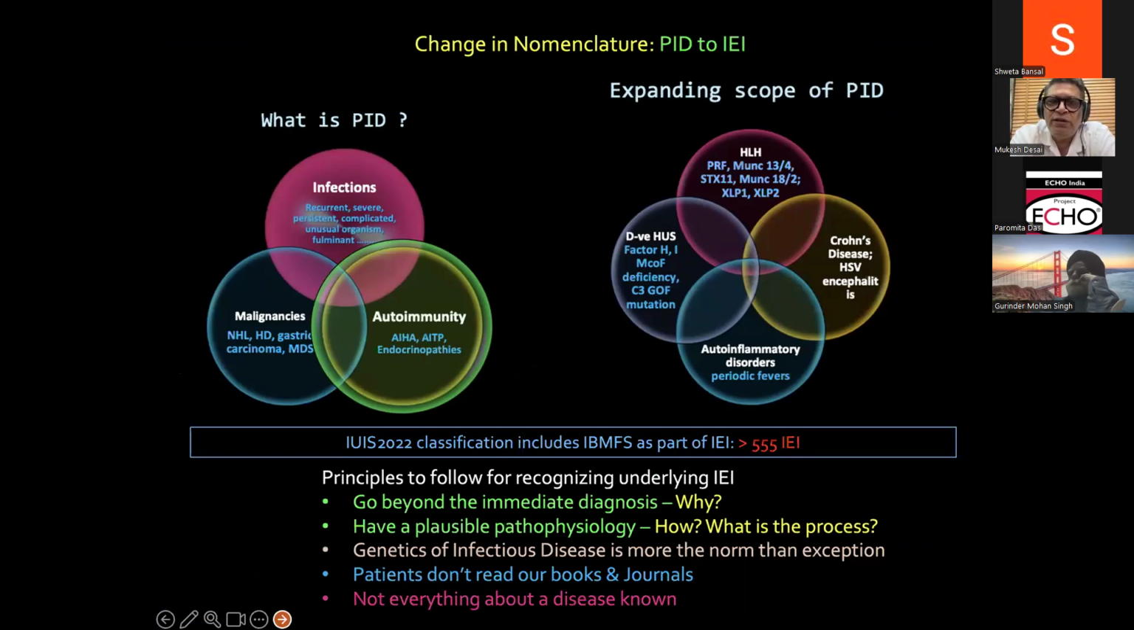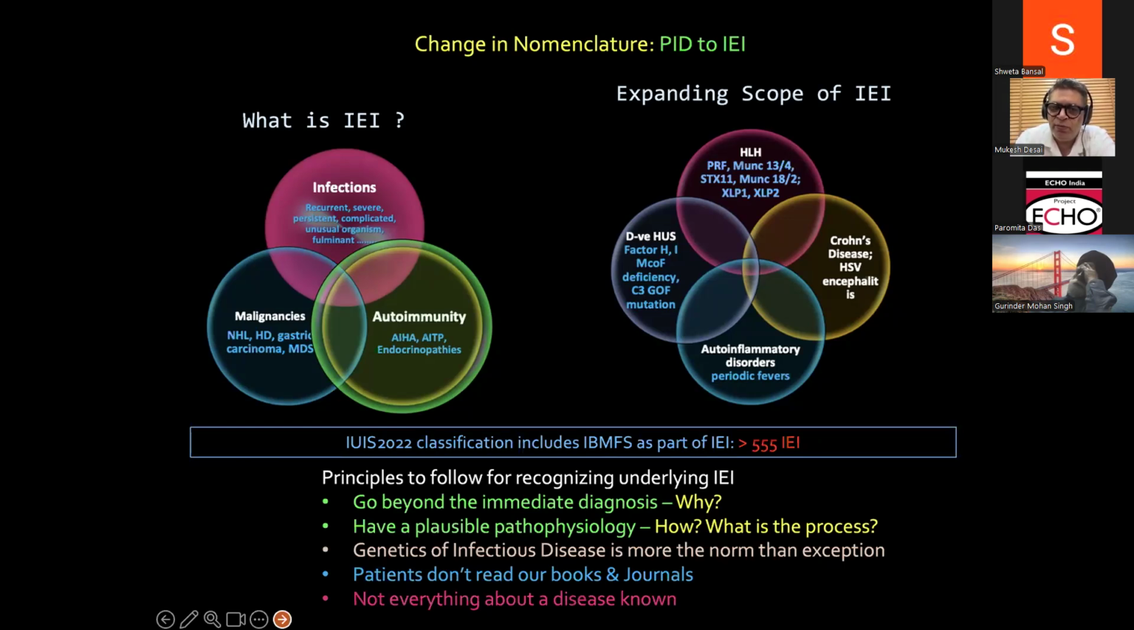So, friends, what is inborn error of immunity? I think we used to call it PID. The nomenclature has changed, and it could mean susceptibility to infection, autoimmunity, malignancy, and today we'll keep the focus on autoimmunity. Some of the principles which we use to make a diagnosis in any patient of inborn error of immunity is to go beyond the immediate diagnosis. We establish a plausible pathophysiological process and then try and connect which arm of the immune system could be affected.